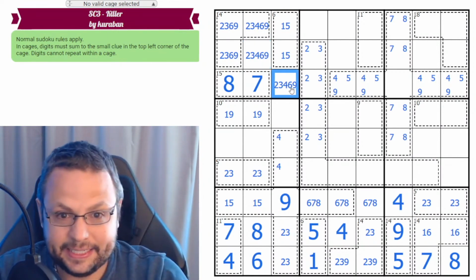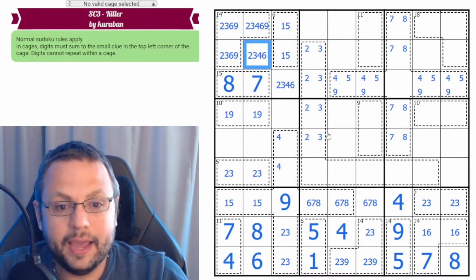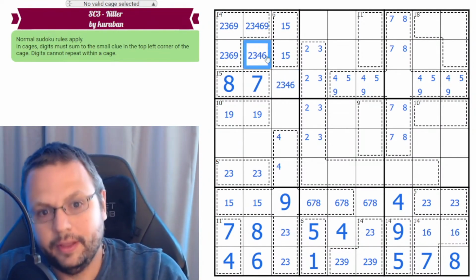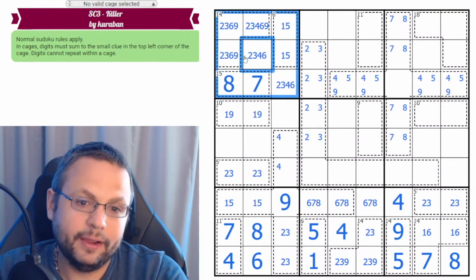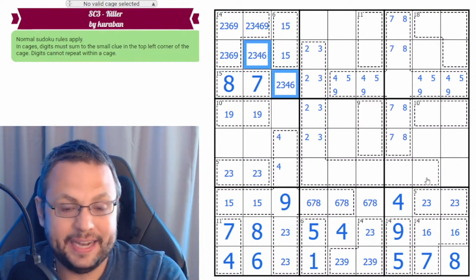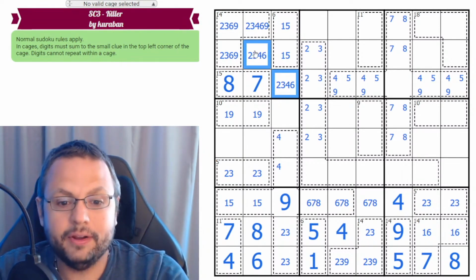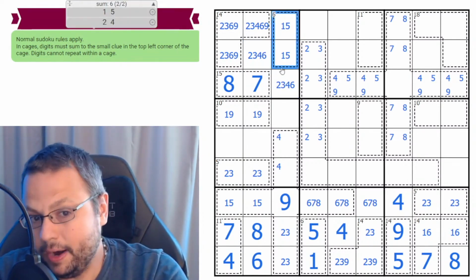These two digits need to add to 10. So neither of them can be a 9. That's the point. By the fact that the whole box sums to 45, these two digits add to 10. So neither of them can be a 9 because the 1 in the box is gone.